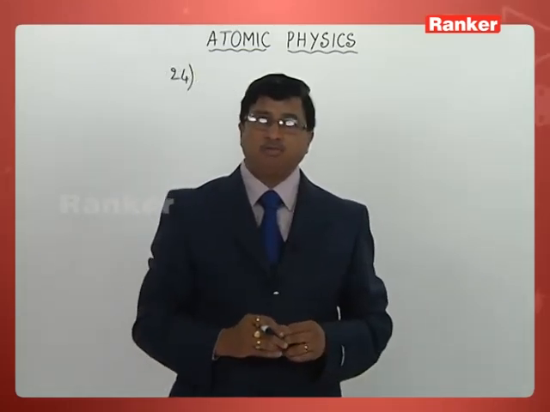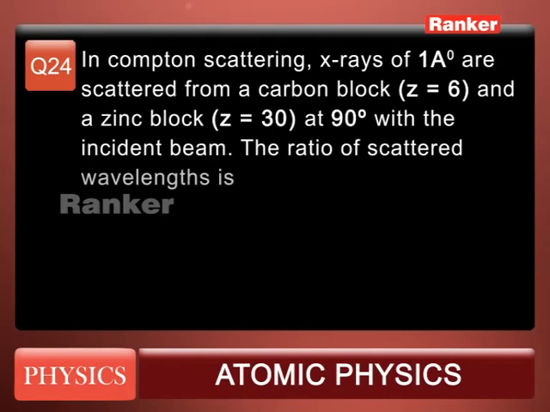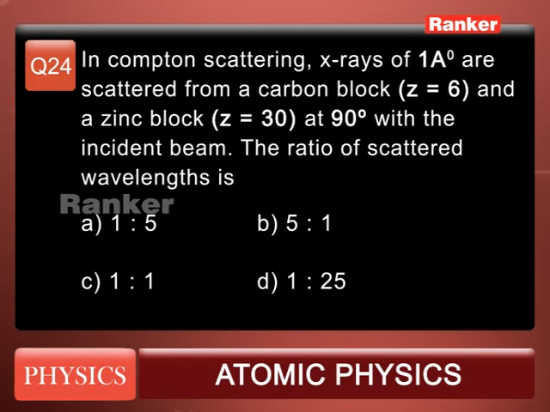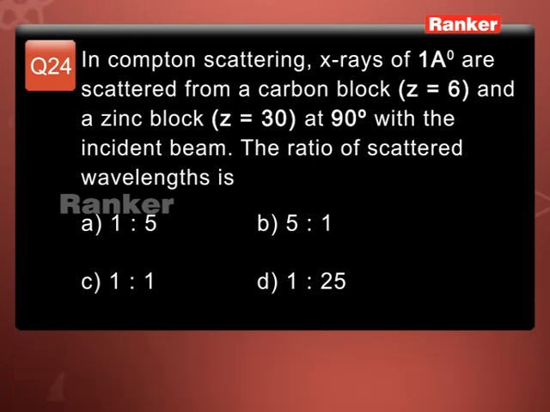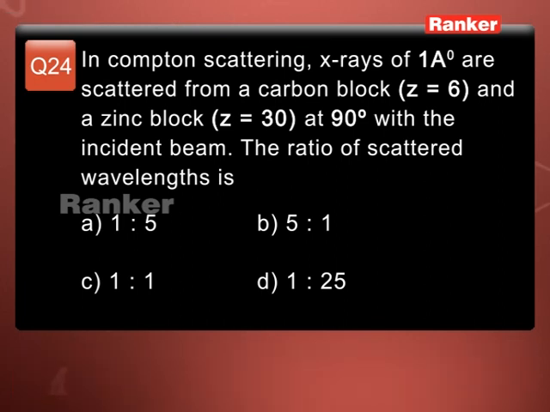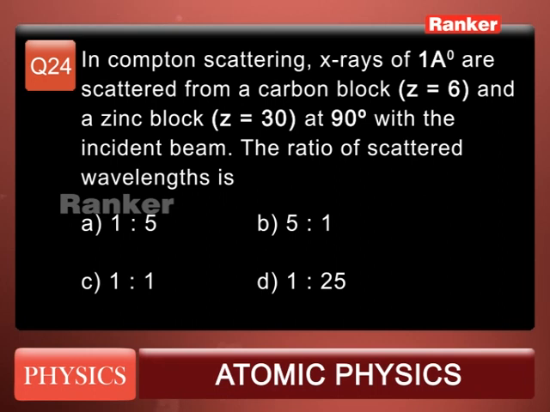Now the problem number 24. This also is based on Compton scattering only. In Compton scattering, X-rays of 1 angstrom are scattered from a carbon block of which the atomic number Z is 6 and a zinc block of which the atomic number Z is 30, at 90 degrees with the incident beam. The ratio of scattered wavelengths is how much? The options are given: 1:5 as the first option, 5:1 as the second option, 1:1 the third option, and 1:25 the fourth option.